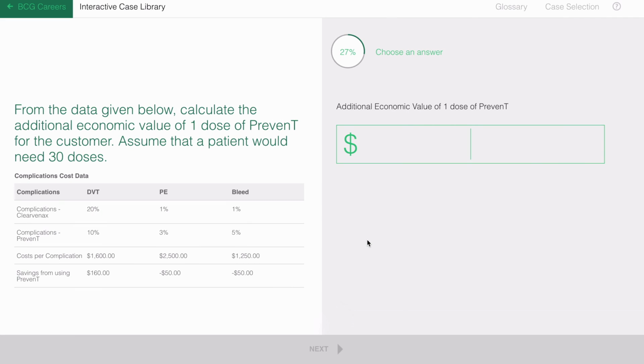From the data given below, calculate the additional economic value of 1 dose of PreventT for the customer. Assume that a patient would need 30 doses. This is the same table as before with our calculated savings. So this one's pretty straightforward, right? If the overall savings, as we calculated, is $60 and there's 30 doses, 60 over 30 is 2. So each dose gives an additional economic value of $2.